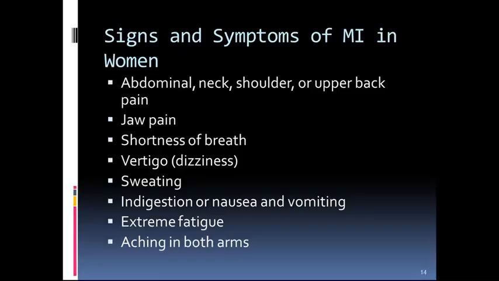It's important to remember that all patients have different symptoms. One patient could have one of these symptoms and another patient could have none. So it's very important to treat all patients the same when triaging their calls when they are calling.